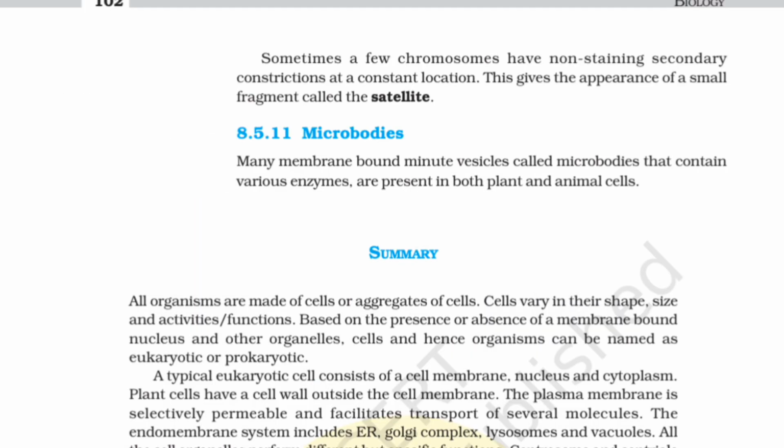Sometimes a few chromosomes have a non-staining secondary constriction at a constant location. This gives the appearance of a small fragment called the satellite. Microbodies. Many membrane-bound minute vesicles called microbodies that contain various enzymes are present in both.